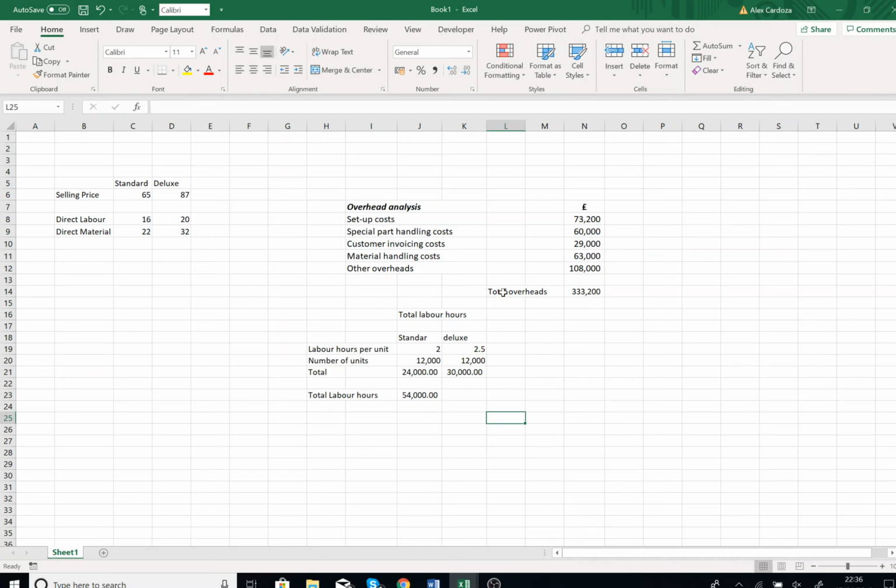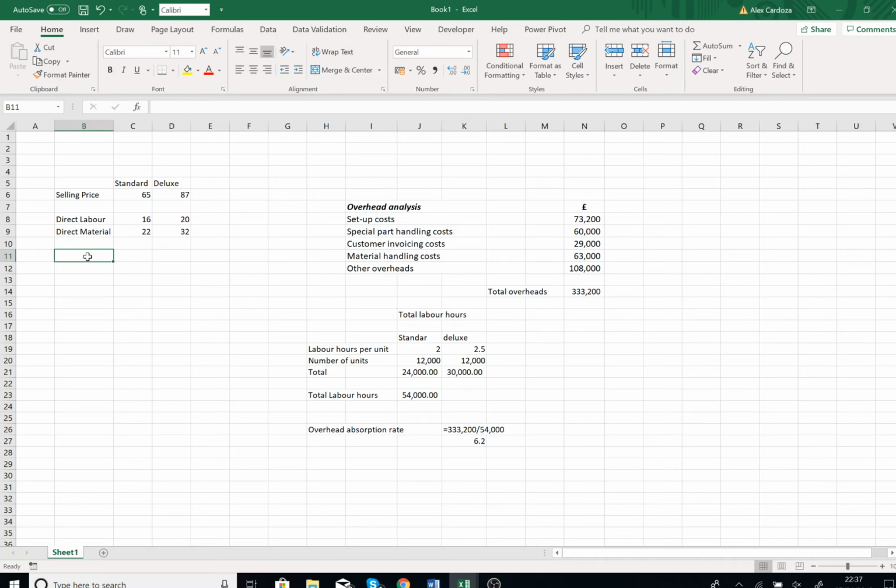And then your total overheads are here. Then you want to work out your overhead absorption rate, which is going to be 333,200 divided by 54,000, which is 6.17, or 6.2 if you want to round it up.